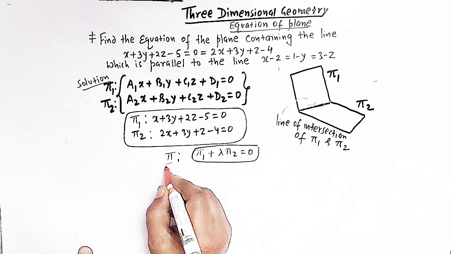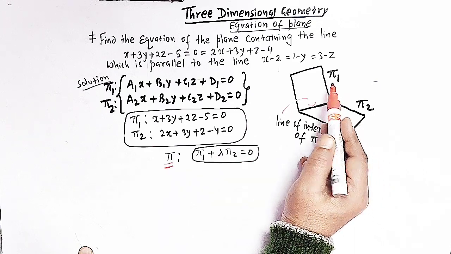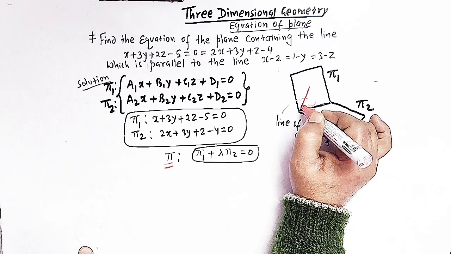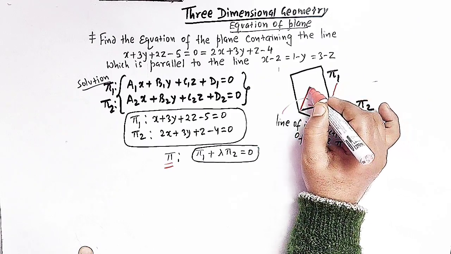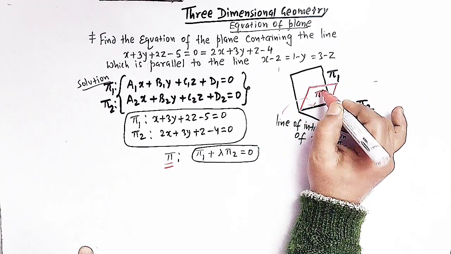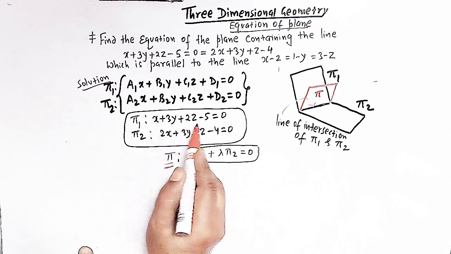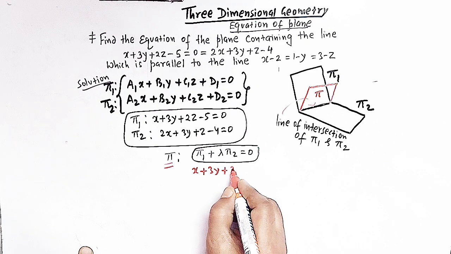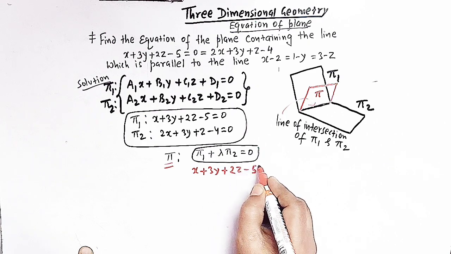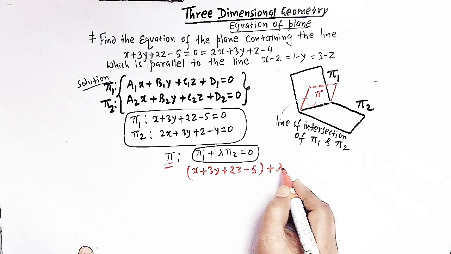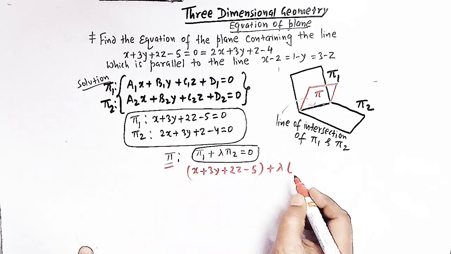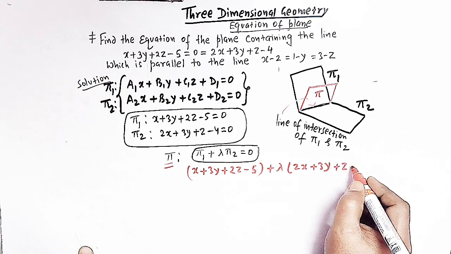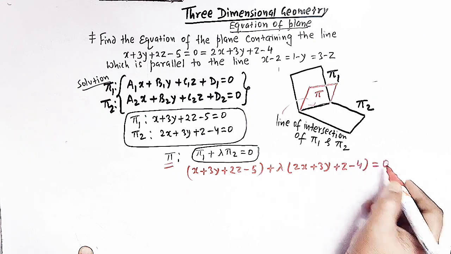So now our plane pi is through the intersection of these two planes pi 1 and pi 2. So let us draw this plane like this. This is our plane pi. Now pi 1 is given by this equation, so we have x plus 3y plus 2z minus 5, and here we have lambda, and pi 2 is given by this equation, so we have 2x plus 3y plus z minus 4 is equal to 0.